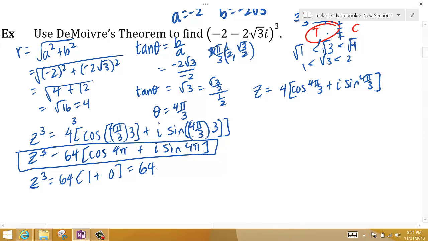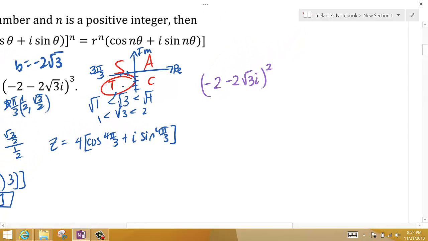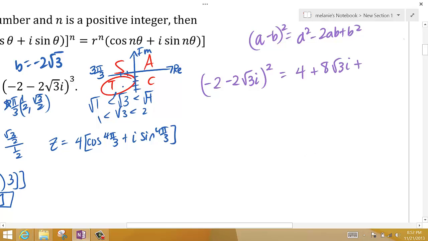Now let's check it. Let's actually take that complex number and cube it and see if we do indeed get the same thing. First, let's square this complex number. We know that a minus b squared is a squared minus 2ab plus b squared. So we square the first, we get 4. We multiply these together, so we get a positive 4 root 3i, and then we multiply that by 2. So plus 8 root 3i, then we square the back term. So we get 4 times 3, we get 12i squared, so this is 4 minus 12 plus 8 root 3i, which simplifies to negative 8 plus 8 root 3i.